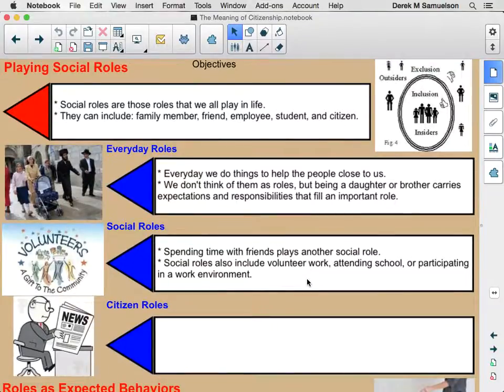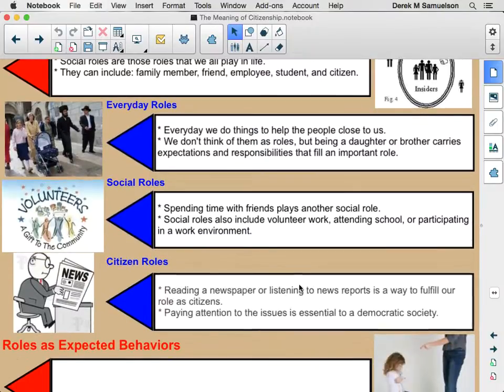Now, we also have other roles, such as spending time with friends. This is a social role where we reach out and we try to network with other people to learn more about them and to enjoy spending time with them and to make sure that they enjoy spending time as well. Social roles also include volunteer work, attending school, and participating in a work environment. All of these things are where you're interacting with other people in order to both get something from that interaction, be that enjoyment or education or a paycheck, but also give something back. That's the social aspect of it, that this is a two-way street.